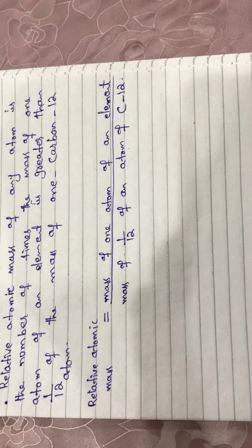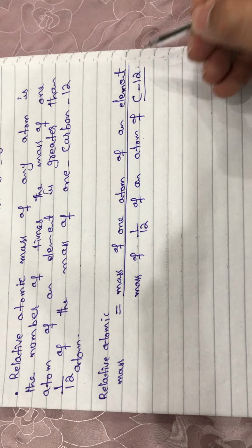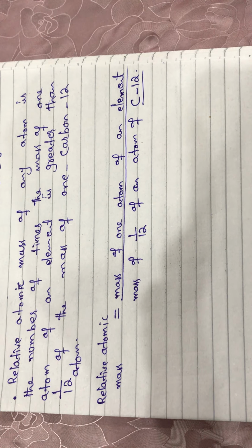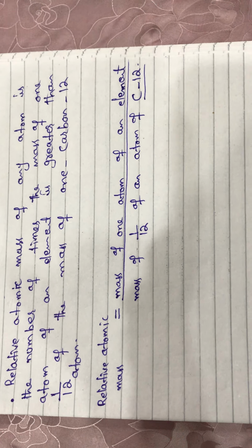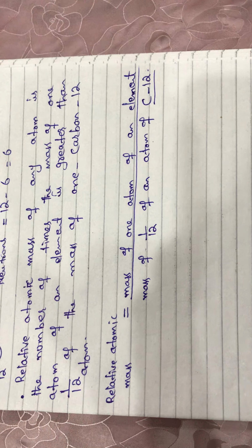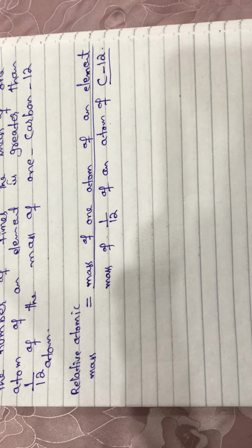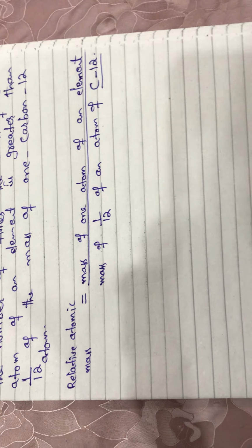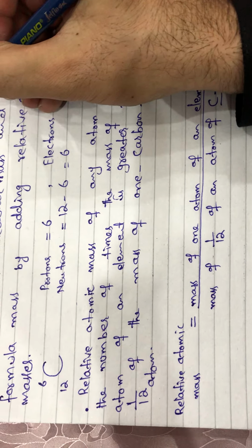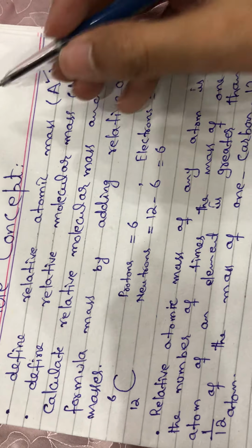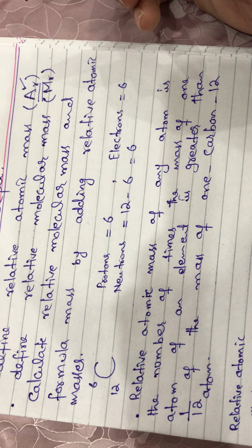It means the isotope of carbon which has the atomic mass 12 is used as the basic unit for comparison with the other atoms of elements to find their relative atomic mass. Relative atomic mass is denoted by the symbol AR that we had earlier seen.